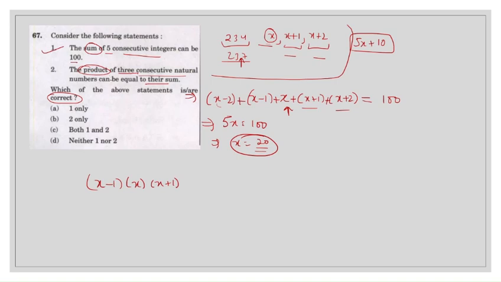So, product of three consecutive natural numbers. Now these are three consecutive natural numbers, and also notice the difference. Here they are talking about integers and here they are talking about natural numbers.